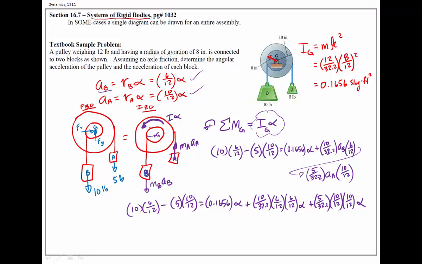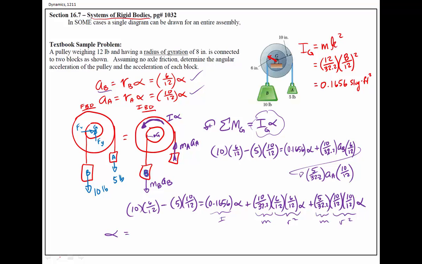Something that we could notice that's important is that this right here is I, this right here is M, and this right here we could call R squared. Same thing here. This is M, and this is R squared. So what we've done here, in essence, is we've assembled the total amount of mass moment of inertia of this whole system. If we were to factor the alpha out, we would see that's what we would come up with.